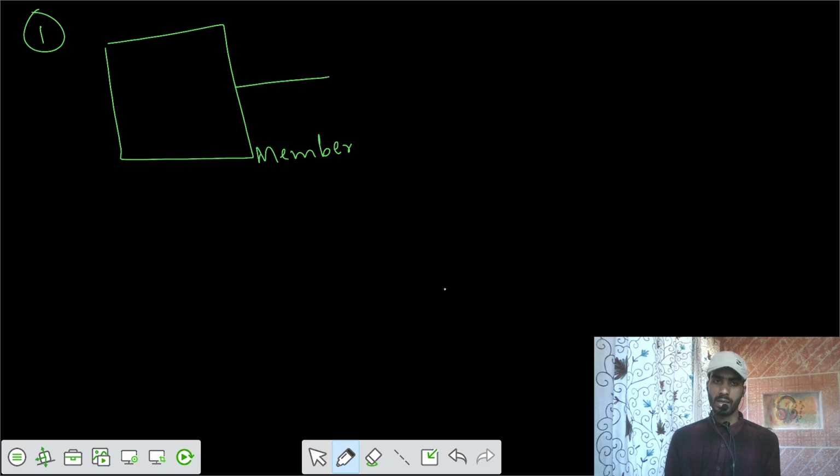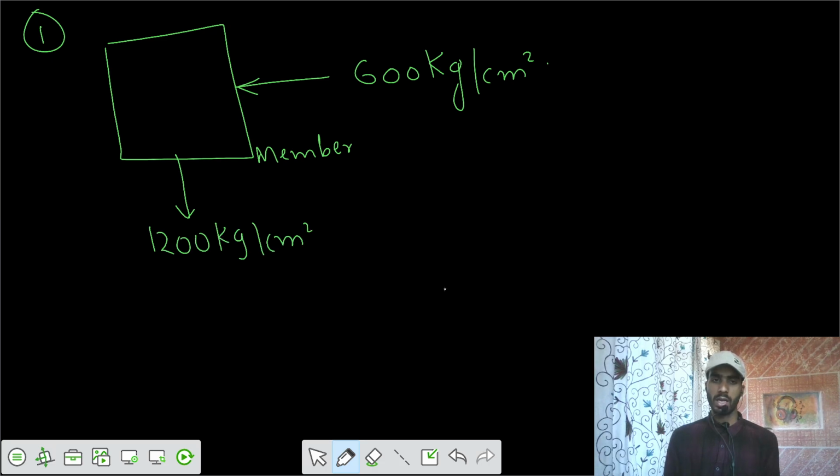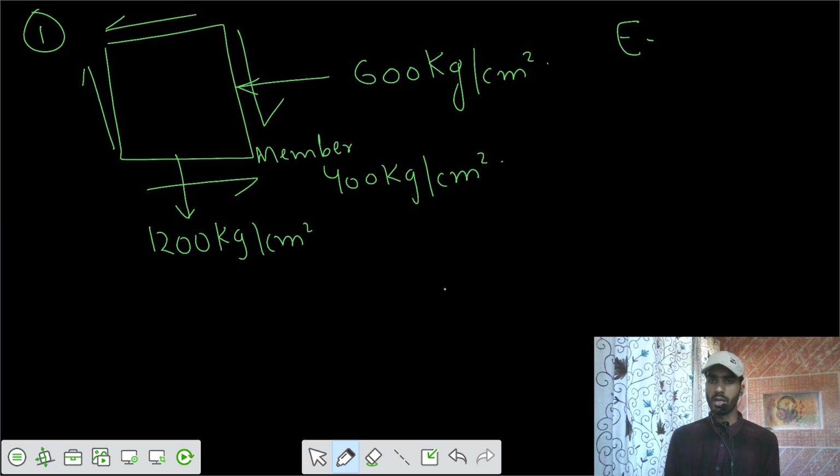And we have applied some stresses, let's say this is 600 in terms of kg per centimeter square. Similarly, you have a tensile stress of 1200 kg per centimeter square, and you have some shear stress in this fashion. I would say the shear stress value equals 400 kg per centimeter square, and your Young's modulus of elasticity equals 2.1 times 10 to the power 6 kg per centimeter square, and Poisson ratio 0.28.